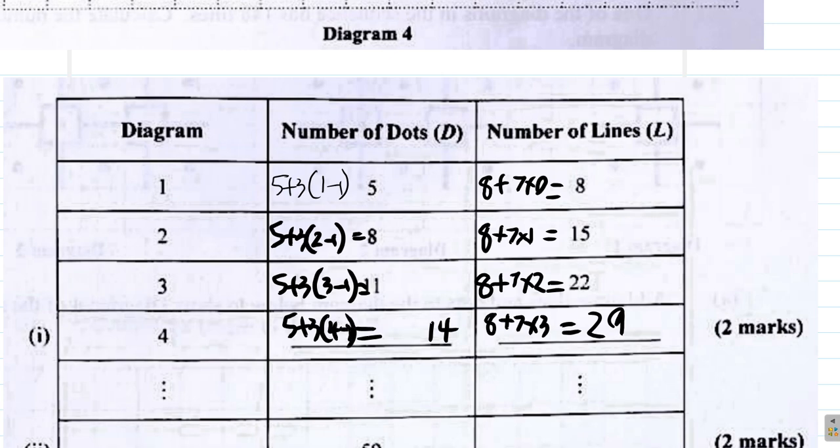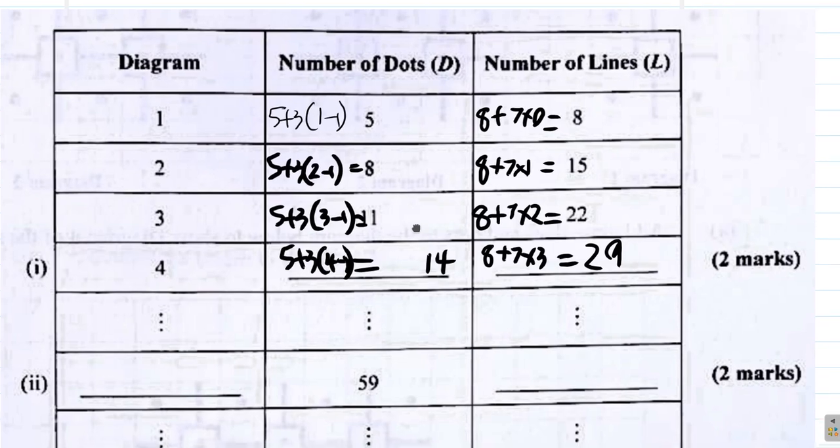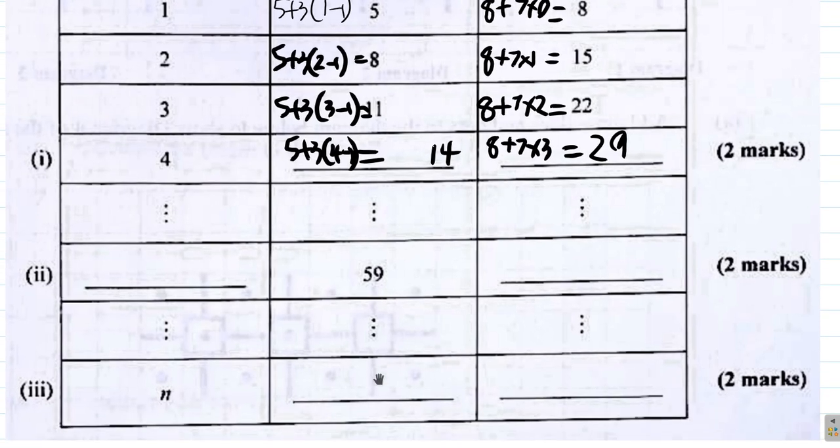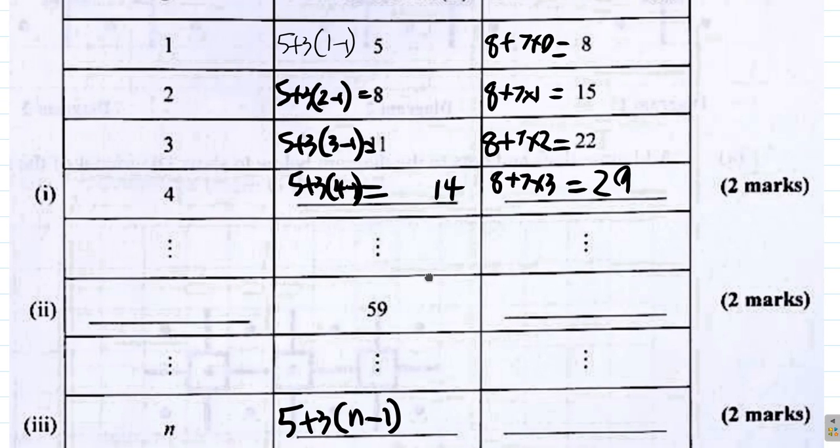So basically, it's 5 plus 3 times the diagram number minus 1. So if this is n, you can write this down from now. It's 5 plus 3 times the diagram number n minus 1. See that?